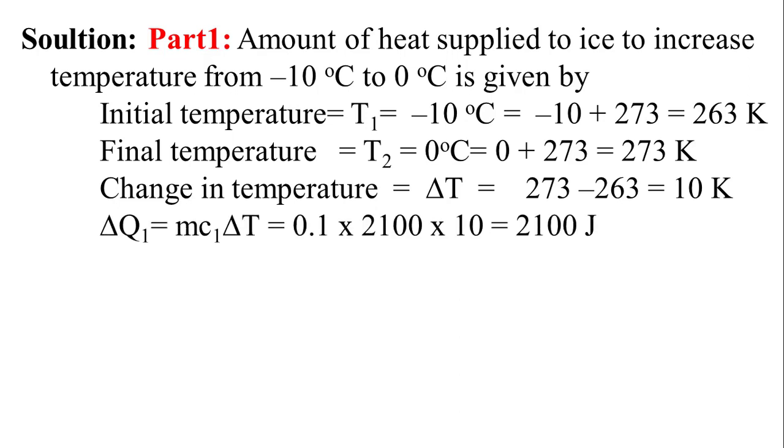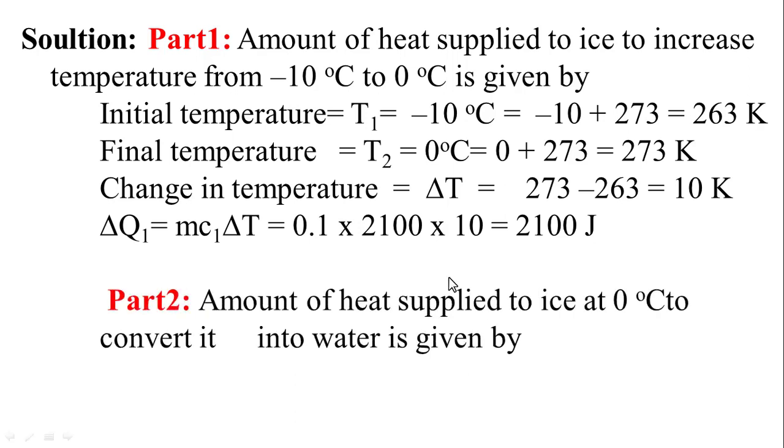Now we have delta Q1 is equal to MC1 delta T, which is 0.1 multiplied by 2100 multiplied by 10, equal to 2100 joule. Now for part 2, we have the amount of heat supplied to the ice at 0 Celsius to convert it into water.